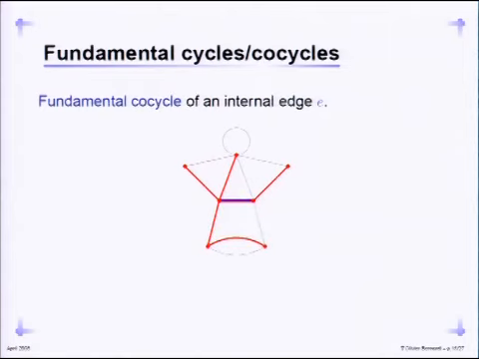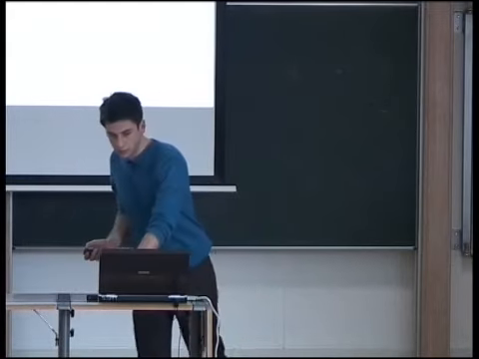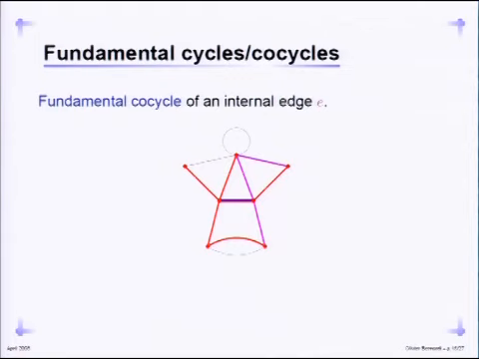Now the dual construction. If I have an internal edge here, if I remove this vertex, I am cutting my tree into two subtrees. And I will call the fundamental cocycle the set of edges that is joining one of the subtrees to the other. These edges.